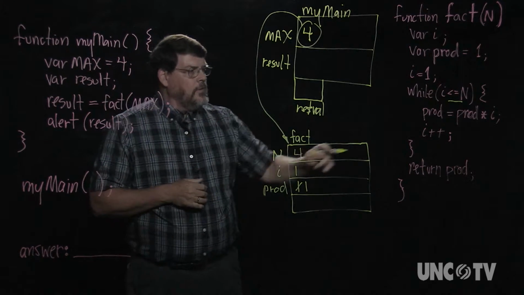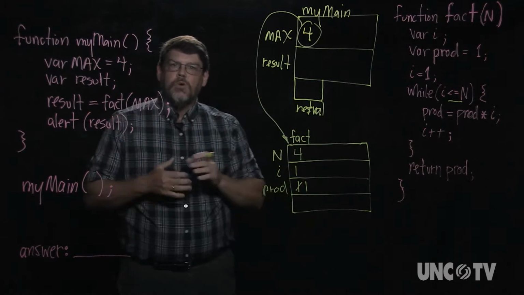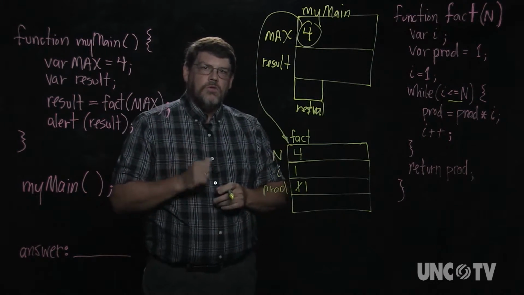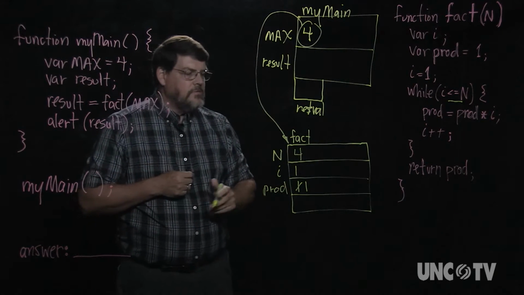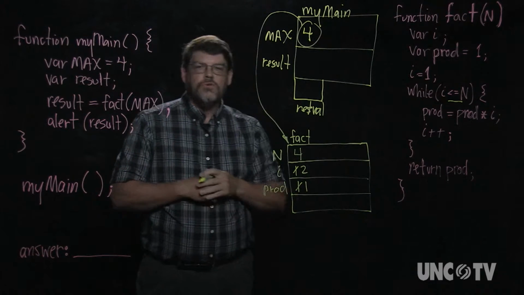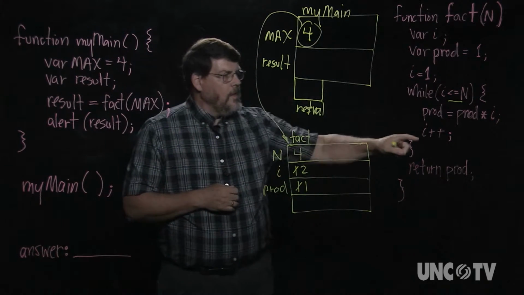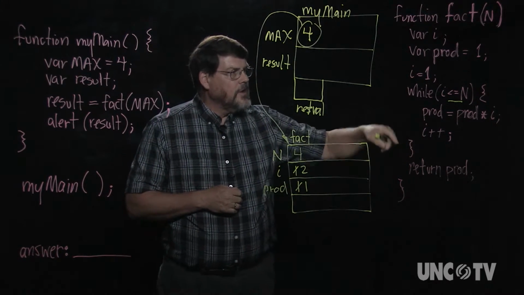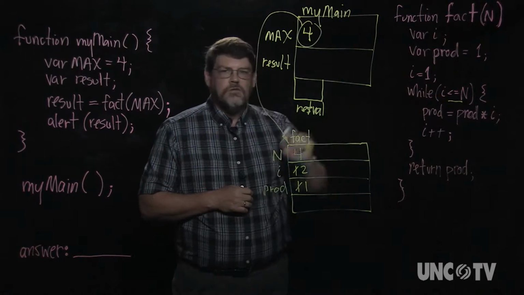The next step says I++. Now we know that's an idiom: go to I and increment its value by 1. So that says change the 1 that's there to a 2. That's the end of our loop body, so now we go back and we ask this question again.